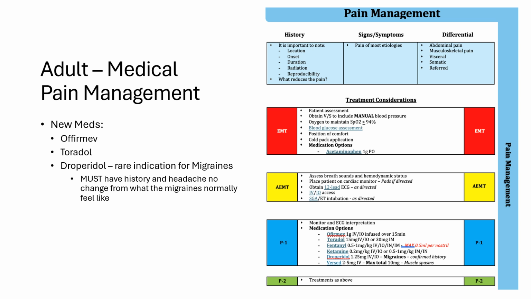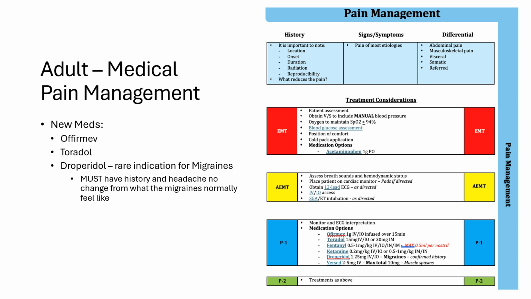Yes. Have you ever had an MRI? Yes. Does this feel like your typical migraine? Yes. Okay, then consider droperidol. But if it's a no to any one of those things, if they say this is different, this is worse, it could be a subarachnoid, and you're not getting droperidol. And if you have a question about that, give me a call.